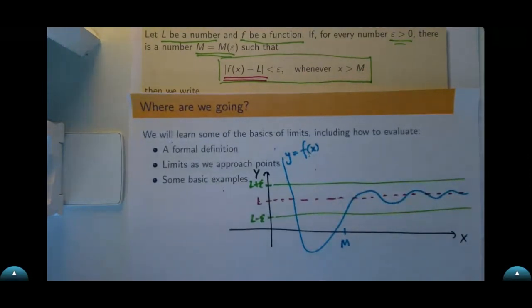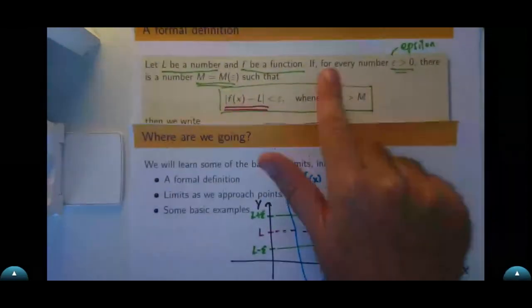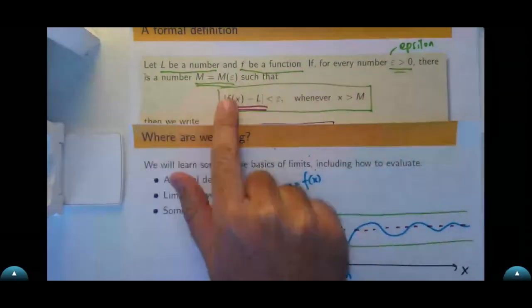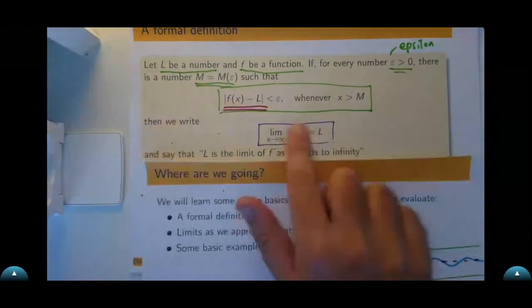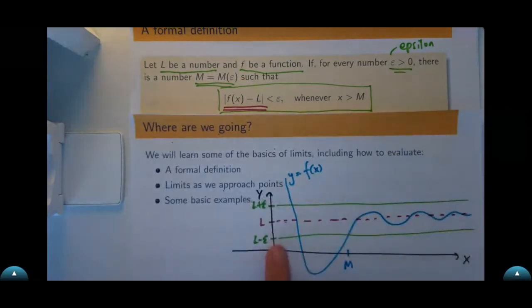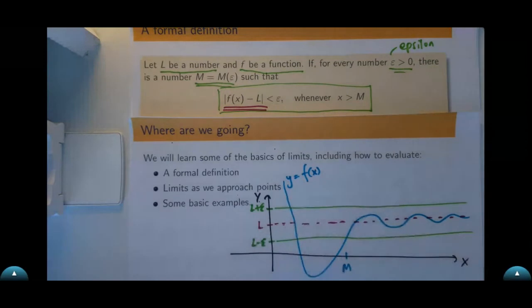Yeah, Abdul Rahman. So epsilon, it has to work for every epsilon. You can see here in the definition, if for every positive value of epsilon there is a number M such that this is true, then the limit equals L, right? So I'm just drawing a picture with a specific epsilon, but it has to work for every epsilon.